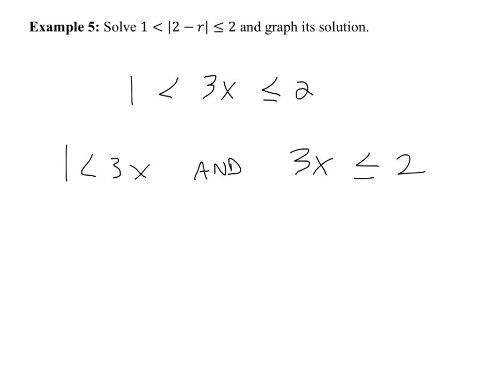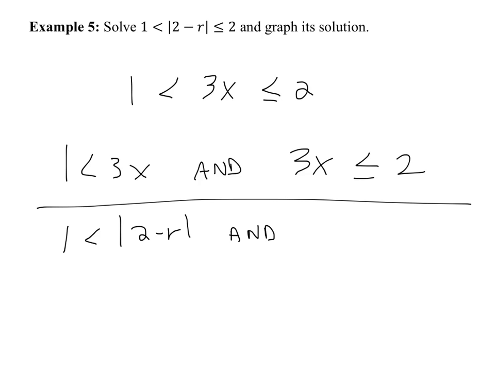So what should I do for what we've got in this problem? Break it up. So go ahead, what do you got? 1 is less than the absolute value of 2 minus r. And the absolute value of 2 minus r is less than or equal to 2. Yeah, so now we've got two statements already, and we still have absolute values. So it's like we have two separate problems that we have to work on right now. We've got this one on the left where 1 is less than absolute value of 2 minus r, and this one on the right where absolute value of 2 minus r is less than or equal to 2. So now we've got two more problems to do.